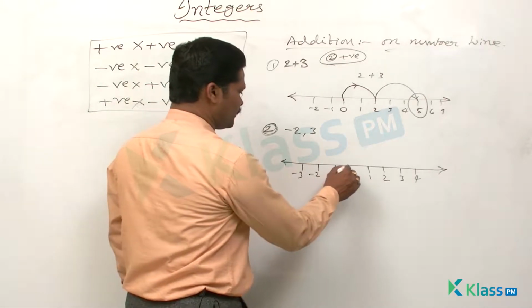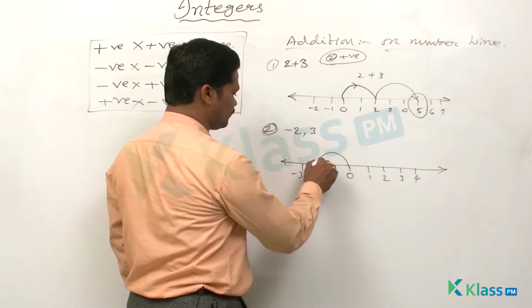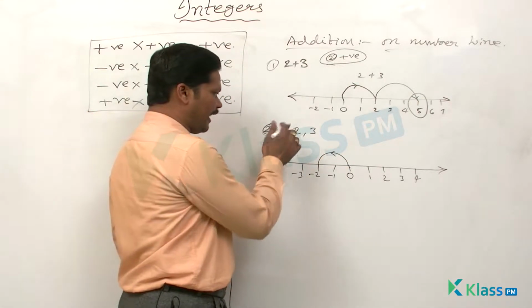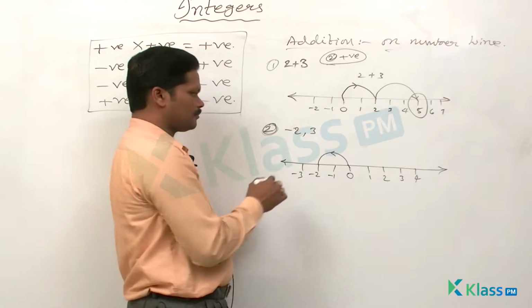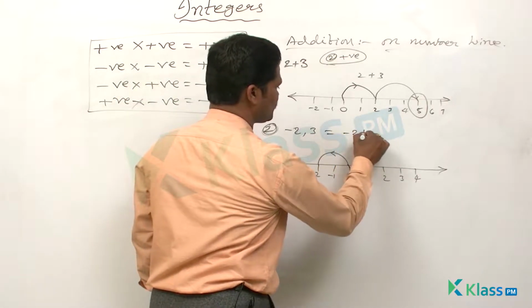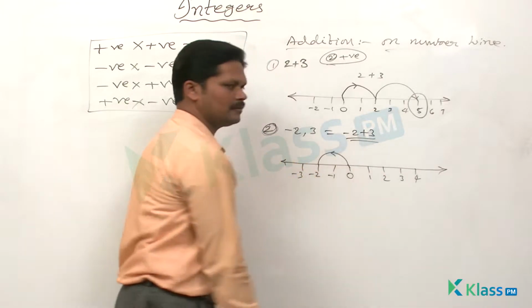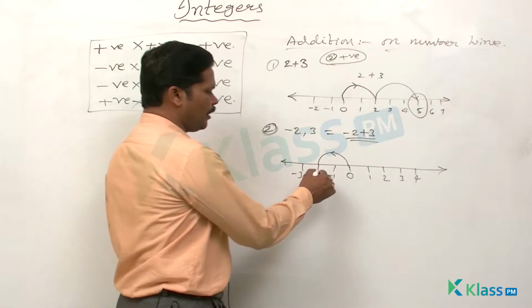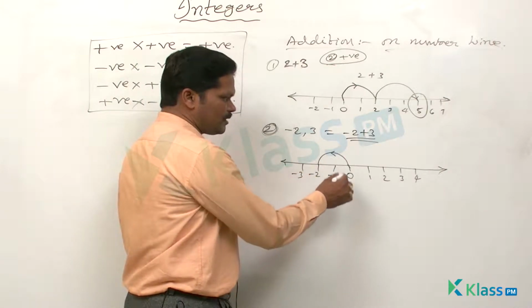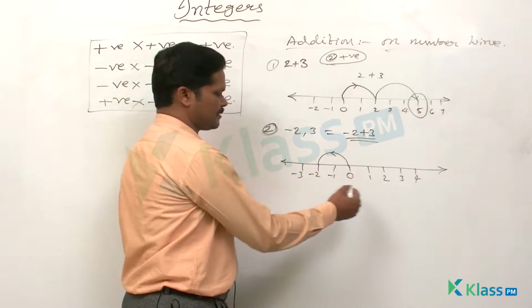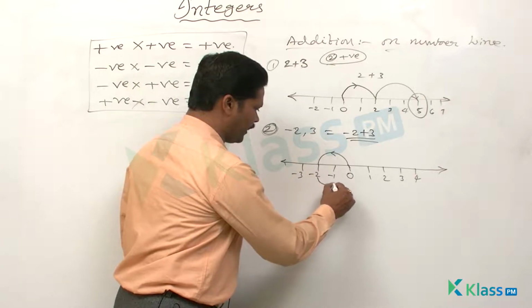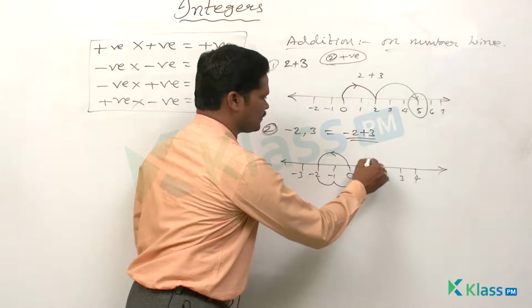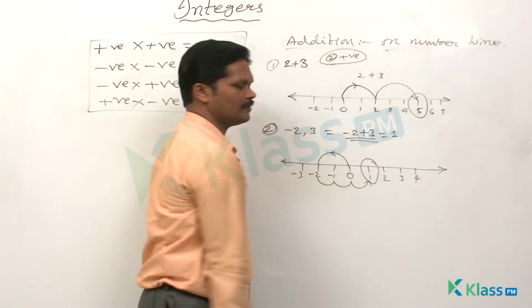Then we will go from 0 to minus 1, to the left side, and we are adding 3 to minus 2. Then our rule is, we are taking this procedure, we are adding 3 to minus 2. So from minus 2 onwards you should count 3 places. So here 1, 2, 3. So this is our answer.